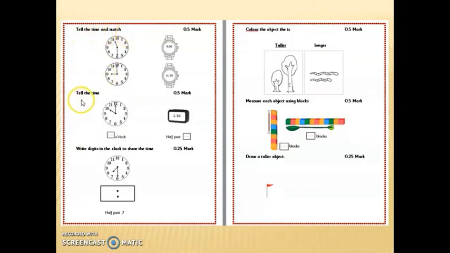In question number 5, you will tell the time and then you will write the time in the given boxes. In question number 6, you will write the digits in the clock to show the time. In question number 7, you will color the object that is taller in this box and in the next box that is longer. In question number 8, you will measure the object by using these blocks. In question number 9, you will draw a taller object of the given picture.